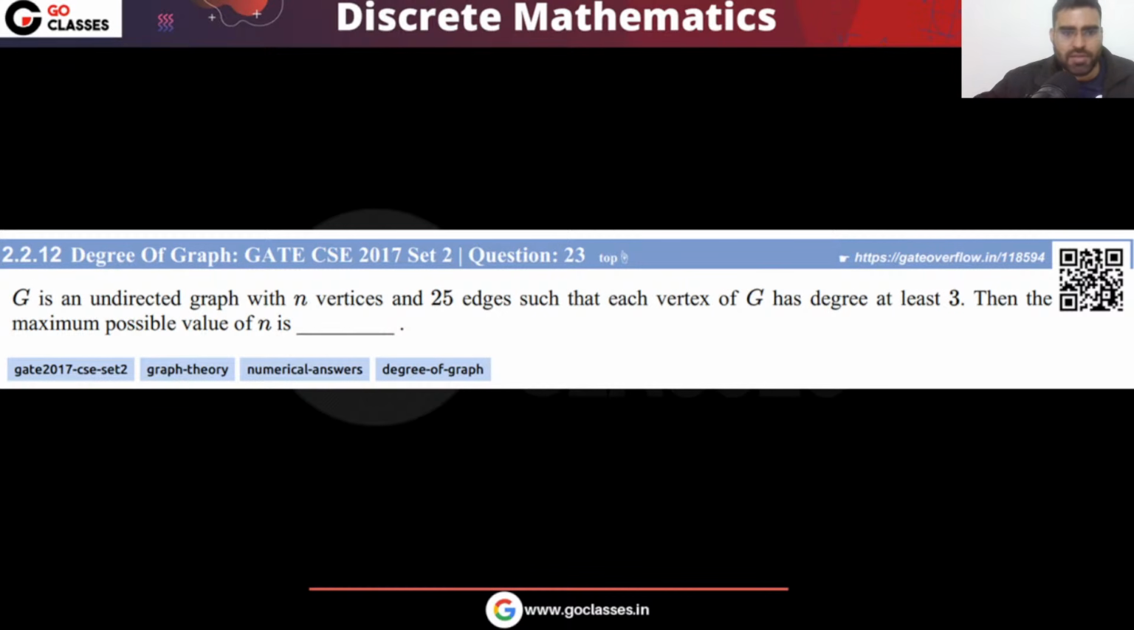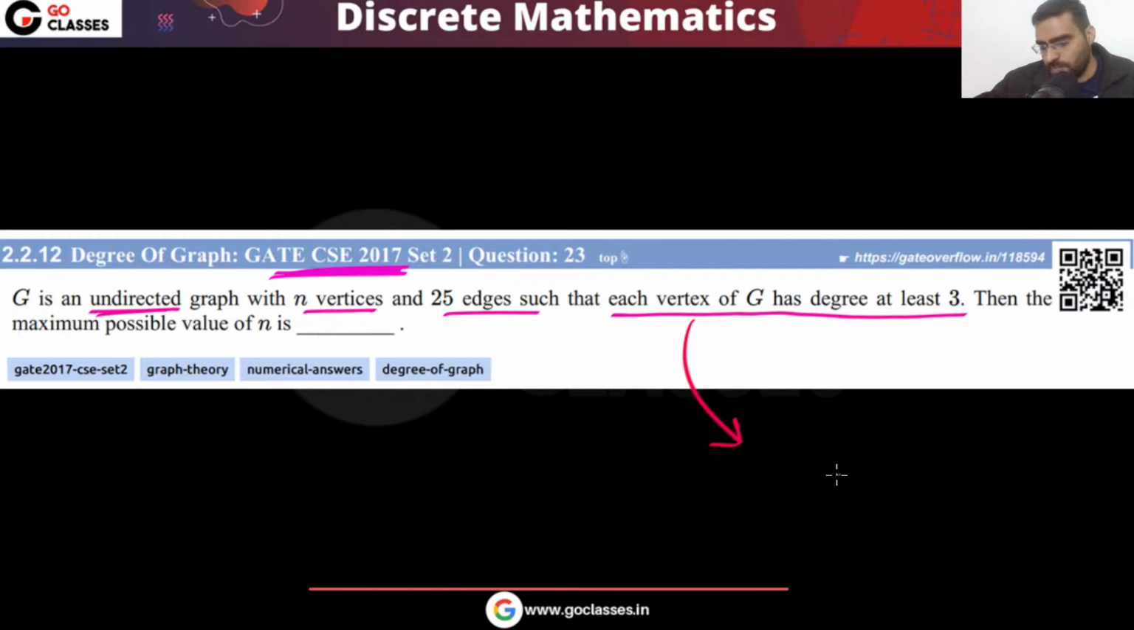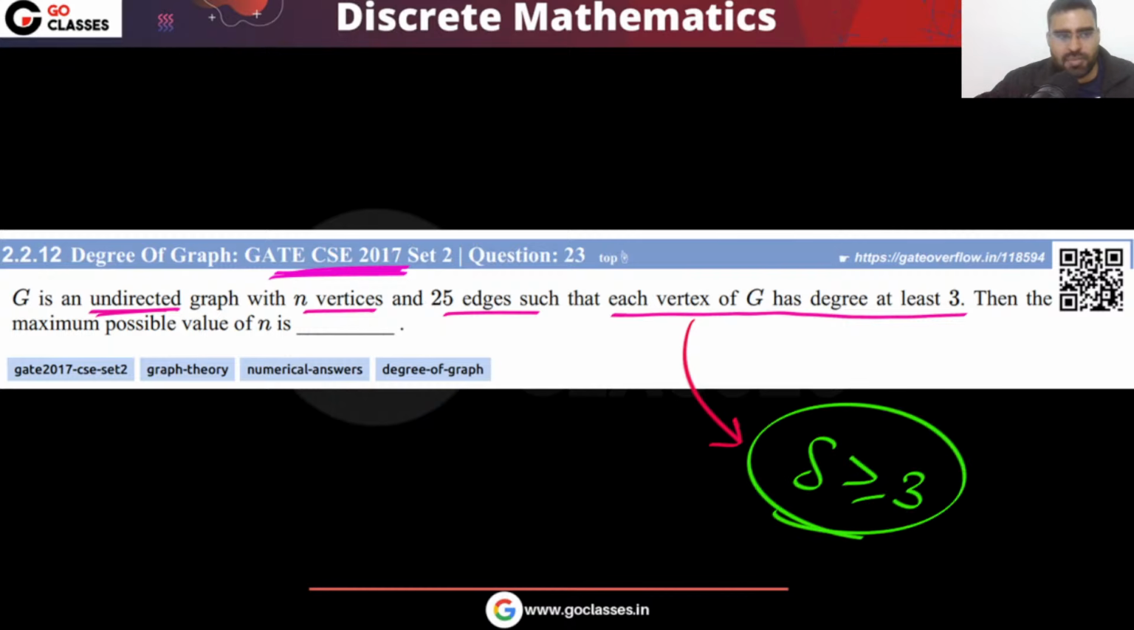Now let's see. What about this question? This is a GATE 2017 question, the latest question. G is an undirected graph with n vertices and 25 edges, such that each vertex has degree at least 3. What does this line mean? Each vertex of G has degree at least 3. This means that minimum degree is greater than or equal to 3.